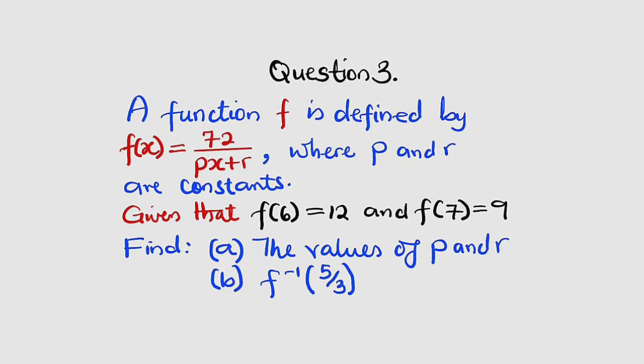And here is question number 3 of WAEC 2025 for the mathematics examination, the theory questions. A function f is defined by f of x equal to 72 divided by px plus r, where p and r are constants. Given that f of 6 is equal to 12 and f of 7 equal to 9, find the values of p and r. And we are asked to evaluate f inverse of 5 divided by 3.